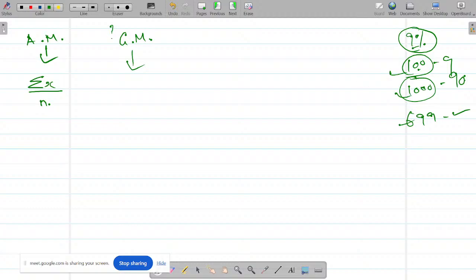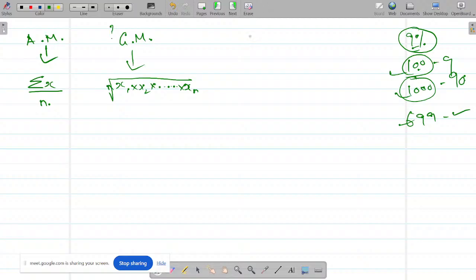Value to value changes. So here we have to go for multiplying the values. So you multiply all the x values, x1, x2, x3. How many x's are here? In general, xn. You multiply all the x values and take the nth root. If there are two values, you take the square root. If there are 5 values, you take the fifth root. If there are 10 values, you take the 10th root.